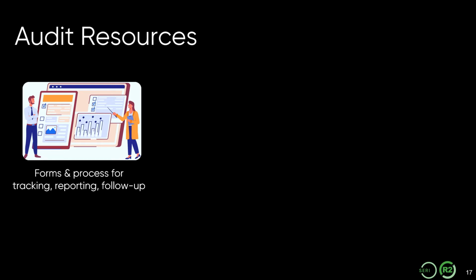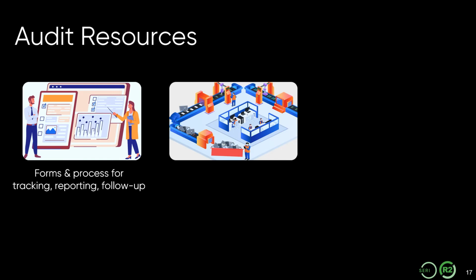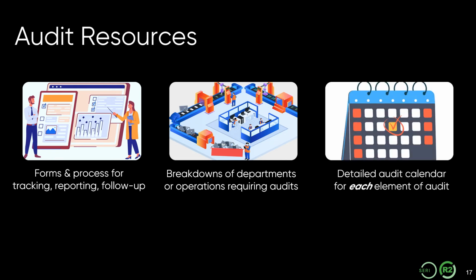There are other resources to include in the audit program that can assist with the audit planning process. These can include a breakdown of the different facilities, departments, or operations within scope that require an audit, as well as an audit calendar for planning and scheduling of each element to be audited, ensuring all required areas are covered. We will review audit scheduling in more detail later in this module.